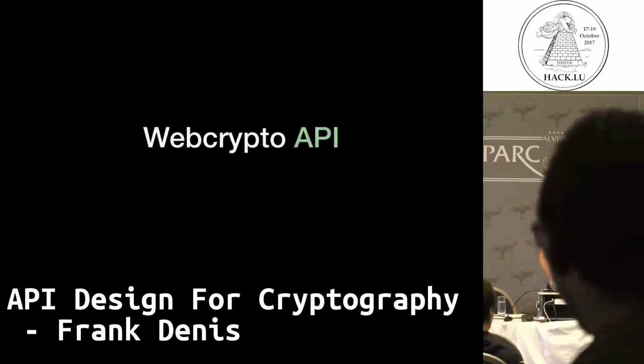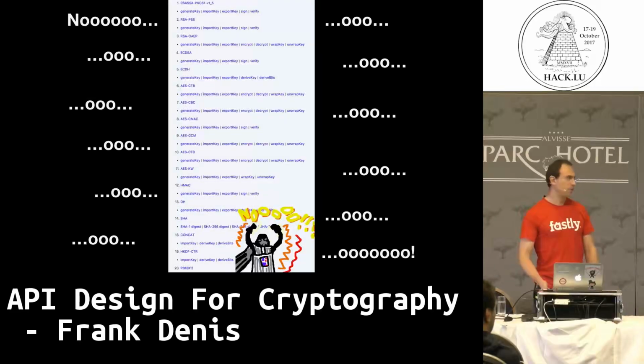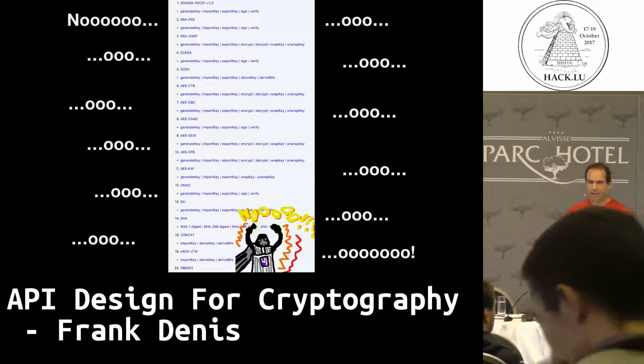So maybe if we take a look at something more recent, maybe they learned from history, right? Web Crypto API. Damn. This is exactly just like mcrypt. Not any better. That's pretty sad.